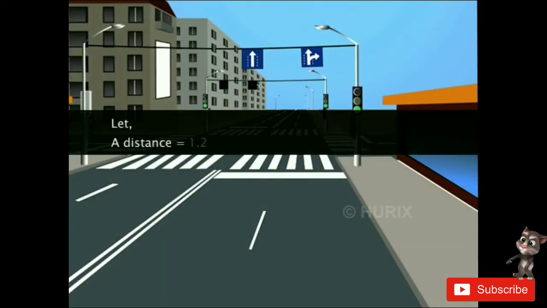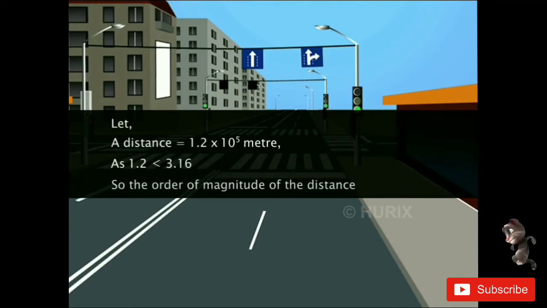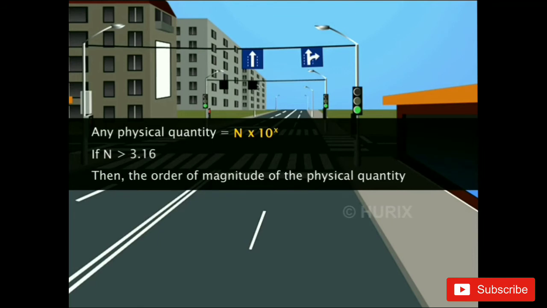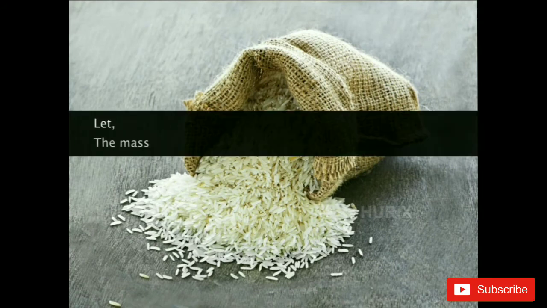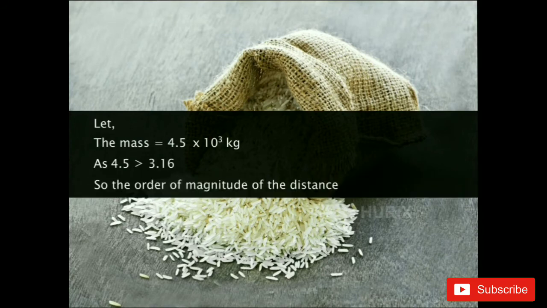For example, in the distance 1.2 into 10 to the power 5 meter, 1.2 is less than 3.16. So the order of magnitude of the distance here is 10 to the power 5 meters. Similarly, if n is greater than 3.16, then the order of magnitude of the physical quantity will be 10 to the power x plus 1. For example, let the mass of a substance be 4.5 into 10 to the power 3 kilogram. Here, 4.5 is greater than 3.16, so the order of mass of the substance should be 10 to the power 3 plus 1 equal to 10 to the power 4.